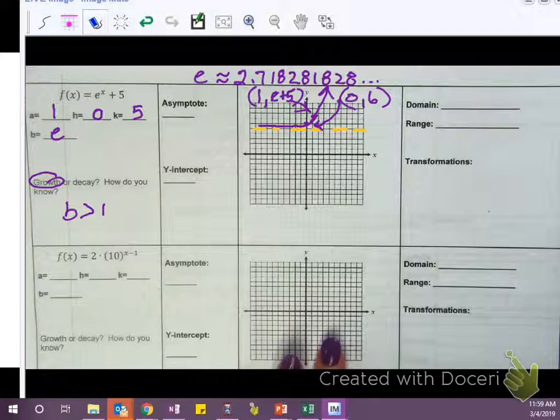So what is my domain? Still goes left and right forever, correct?